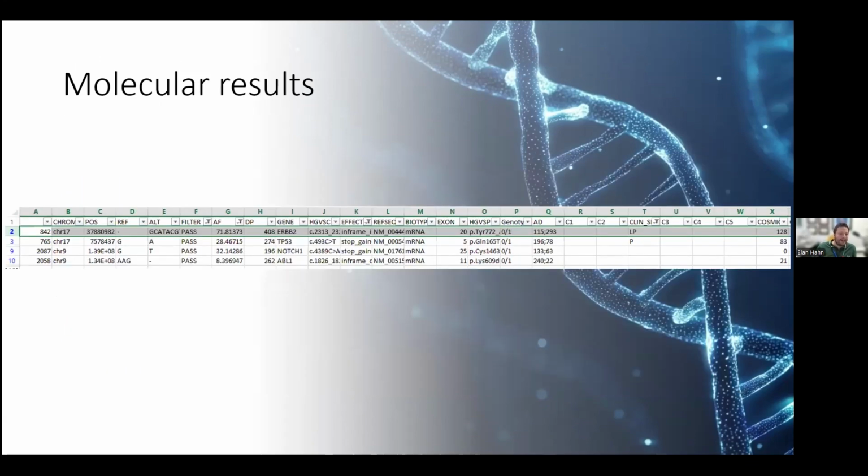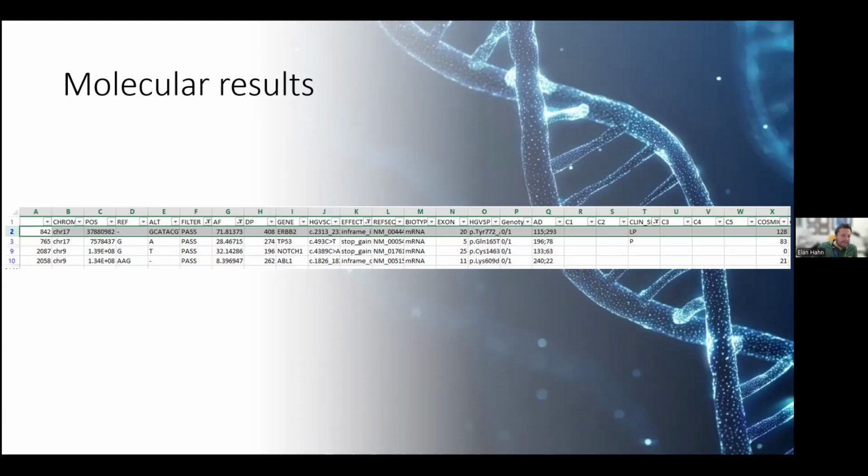So this was the output from our lab, and it's in that same file type that we saw before, where going from left to right, column A is the variant number, column B and C are the chromosome number and position. Then we have the reference sequence and the alteration. So an insertion in the first row, and then a substitution in the next two, and then a deletion in the last row. QC filter pass, allele frequency would be next in G.